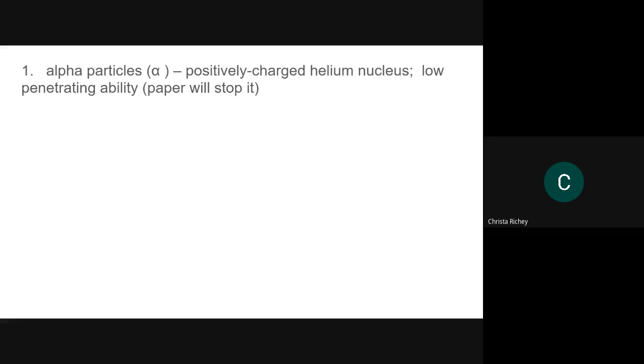Now, the three types are on here. That is a lowercase alpha in Greek. It almost looks like a fish. It's almost like the infinity sign, but not finished. An alpha particle is a helium nucleus. This is the weakest of the three. You actually can put up a force field of paper and I could shoot alpha particles at you and they would not get through the paper. But they are still a type of radiation.